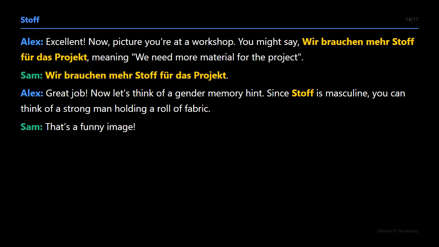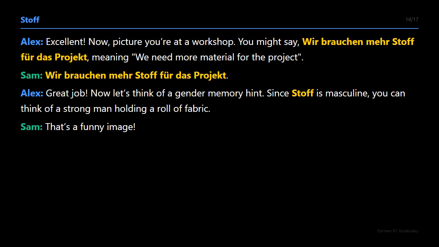Excellent. Now, picture you're at a workshop. You might say, Wir brauchen mehr Stoff für das Projekt, meaning we need more material for the project. Wir brauchen mehr Stoff für das Projekt. Great job. Now let's think of a gender memory hint. Since Stoff is masculine, you can think of a strong man holding a roll of fabric.